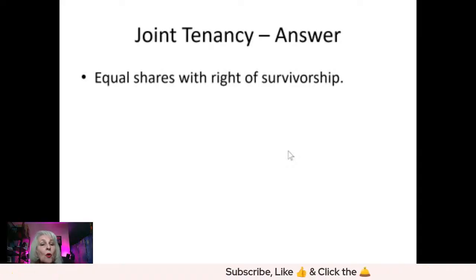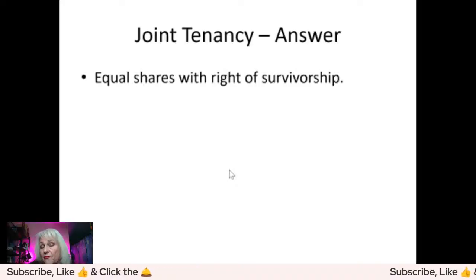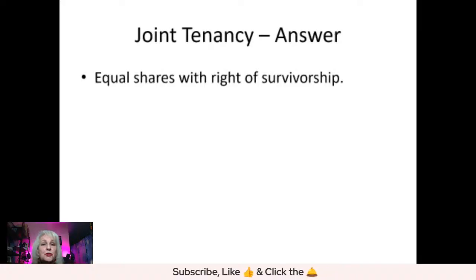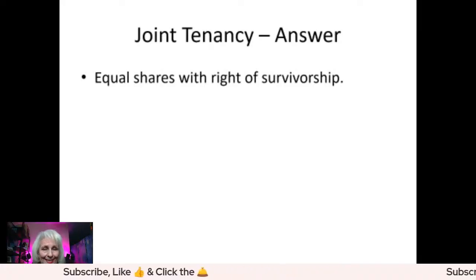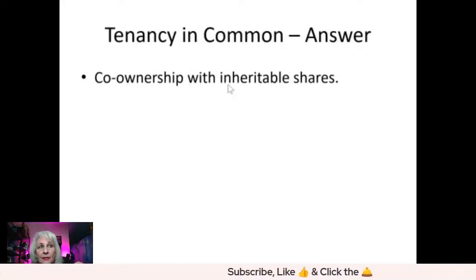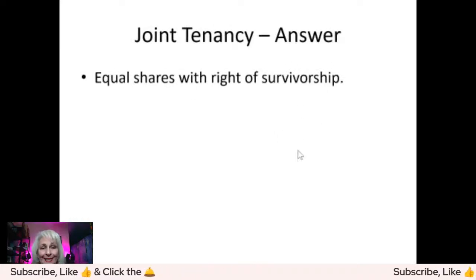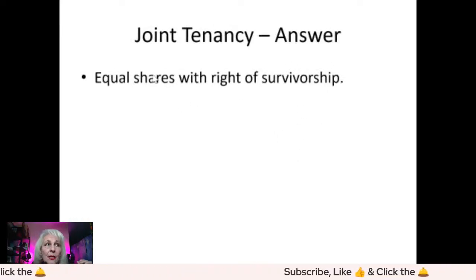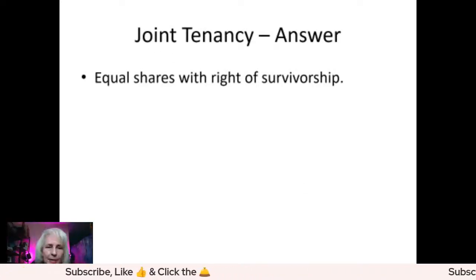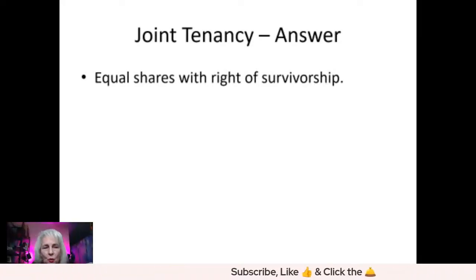It's 2 or more owners with equal shares. So it could be 2 with 50-50. Now, when one of them dies, their portion goes to the survivor of that joint tenancy. It doesn't go to their heirs, like in tenancy in common, where it's inheritable shares. It's not inheritable shares in joint tenancy. It goes to the surviving tenant, which we call tenant, not like a rental tenant. It's a joint ownership, and they call it tenancy. It is ownership of that property.